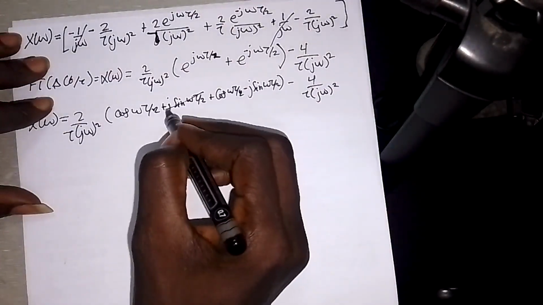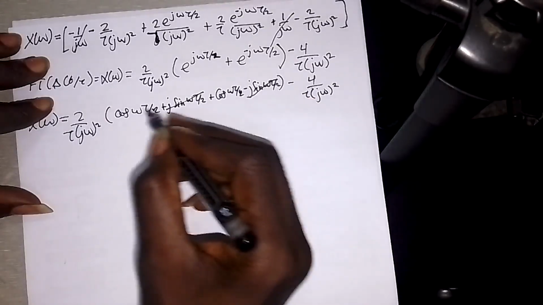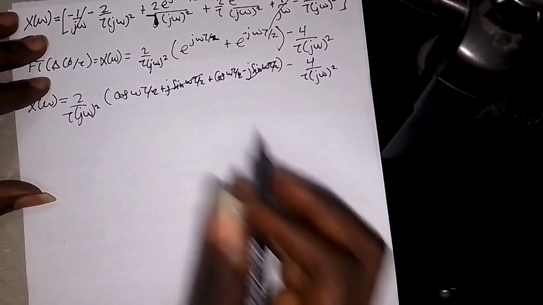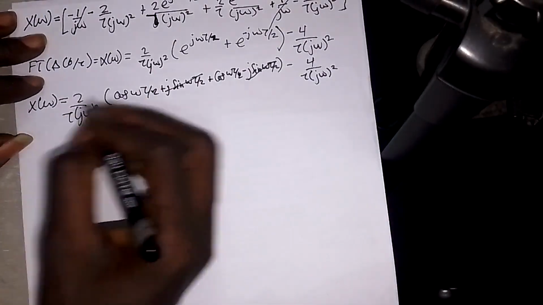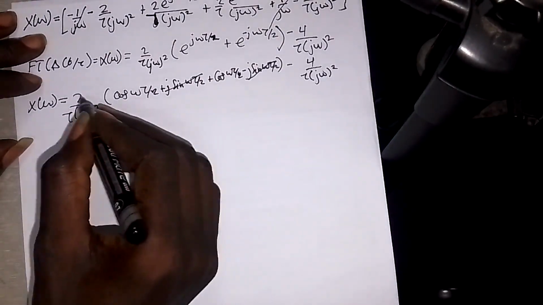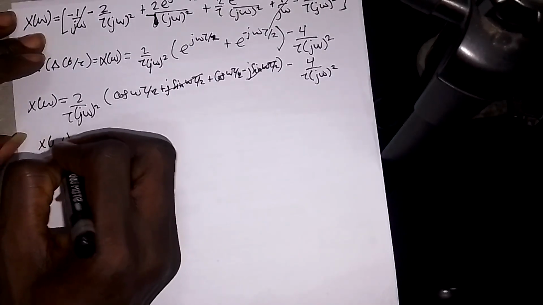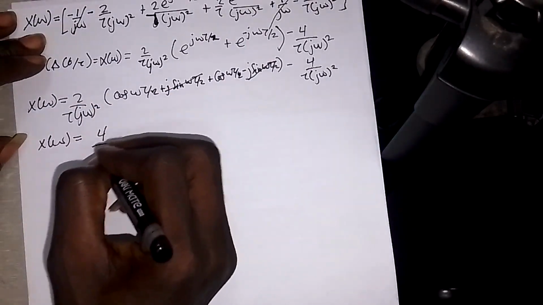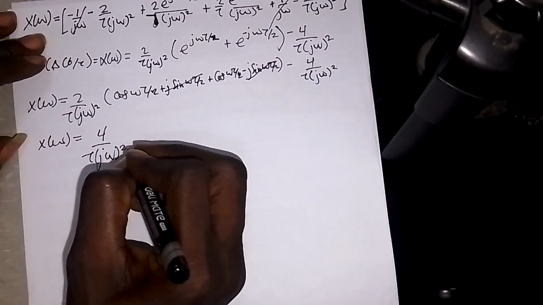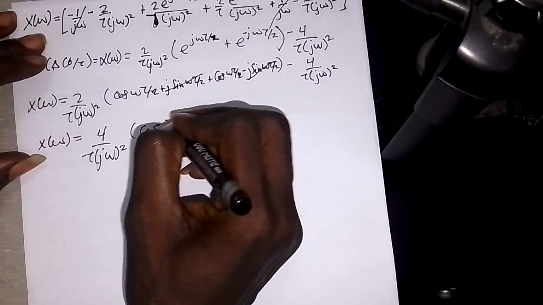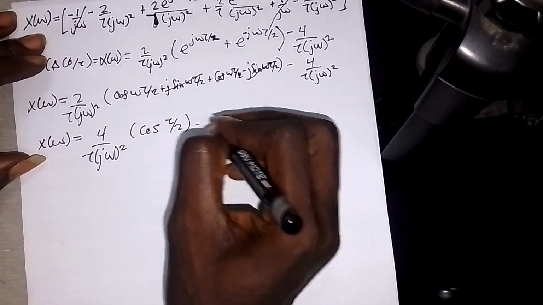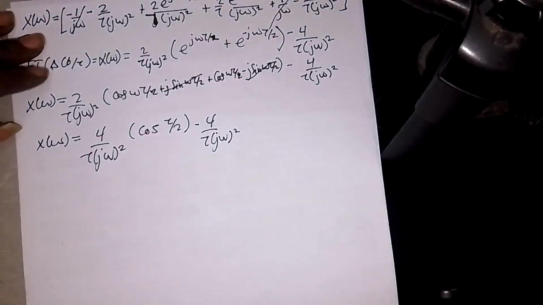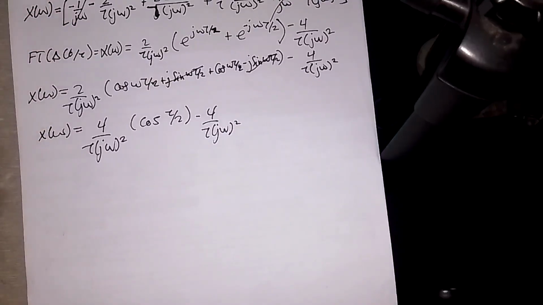Now I can cancel this one and this one because they are opposite, and I'll be left with this one. Here you see that they are 2, so I'll bring that 2 outside. So I have X of omega equal to 4 over tau into j omega squared into cos of tau on 2, minus 4 over tau into j omega squared. This is what I'm going to have.